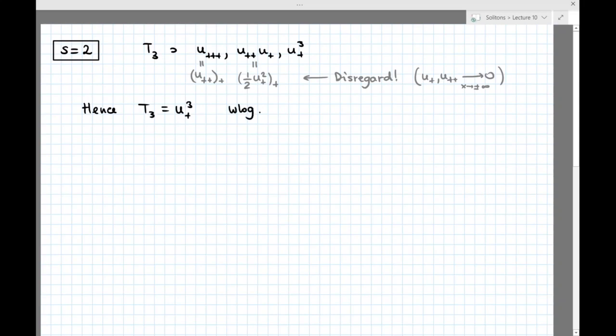And now we compute the x minus derivative of T3 to see if we can find the continuity equation. We get 3 u plus squared times u plus minus, and next we use the equation of motion to relate u plus minus to minus v prime of u. So we get minus 3 u plus squared v prime of u. And here comes an important point. I claim the right-hand side cannot be a total x plus derivative.